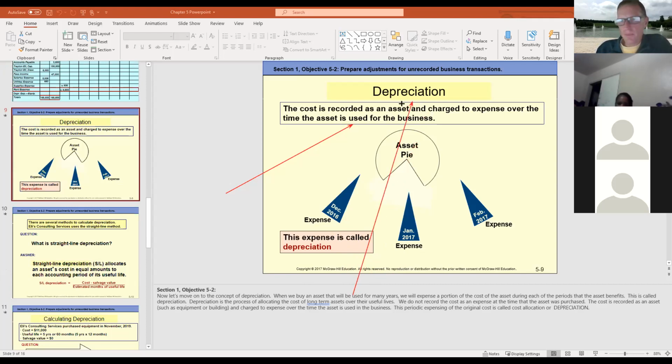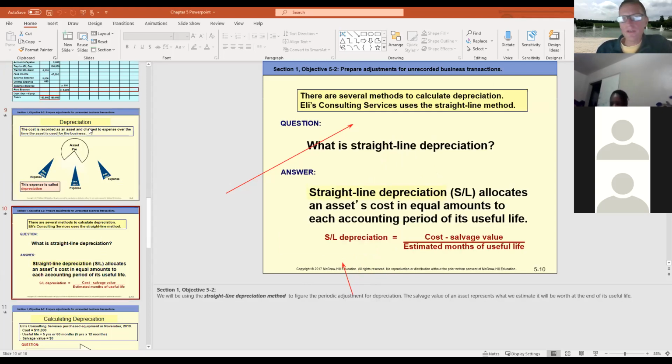And the way we allocate that is by this thing called depreciation. Okay, so this is the accounting rule. The accounting rule does not say depreciation means an asset has declined in value. The accounting rules say this is how we're going to allocate it. Now, next slide shows us how we're going to do that. The method that we're going to use is called the straight line method. Okay, it's called straight line depreciation method.